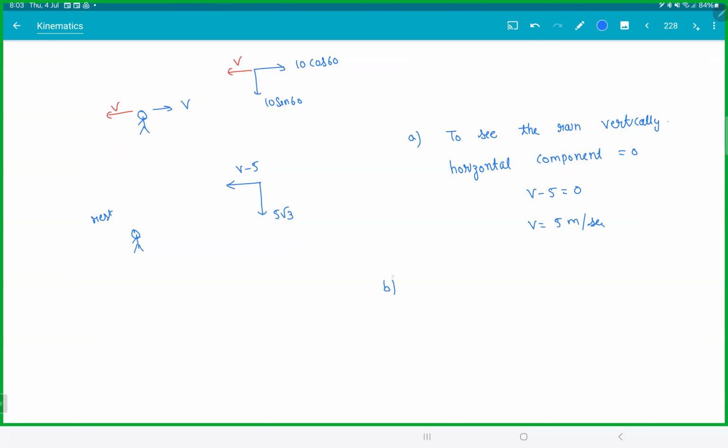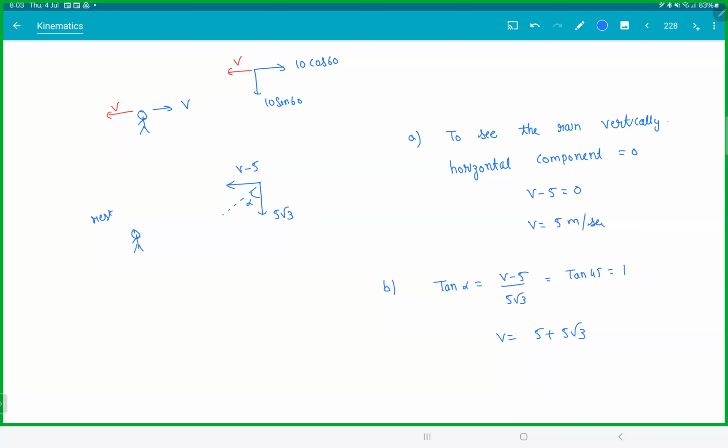So you can assume any direction for the man, it doesn't matter. And for the second part, you want to see the rain at what angle? 45, this is alpha. So tan alpha would be V minus 5 by 5 root 3. So you want tan 45, which is 1. So V is equal to 5 plus 5 root 3. Easy. Check, why did you get a minus sign? All clear with this? Easy.